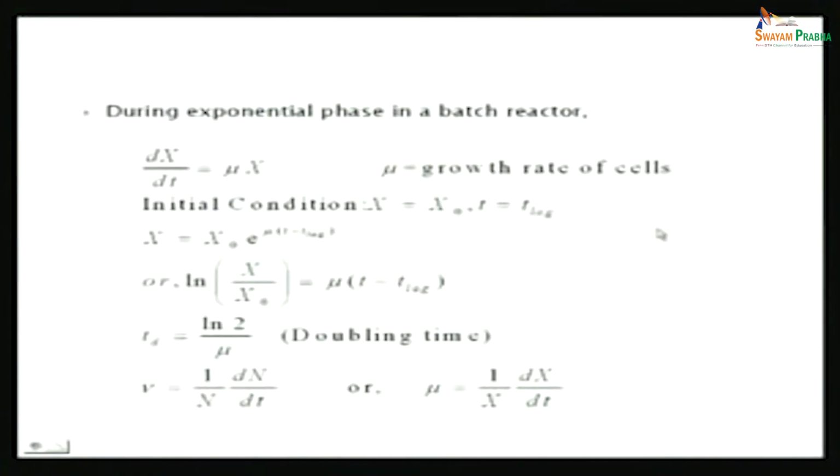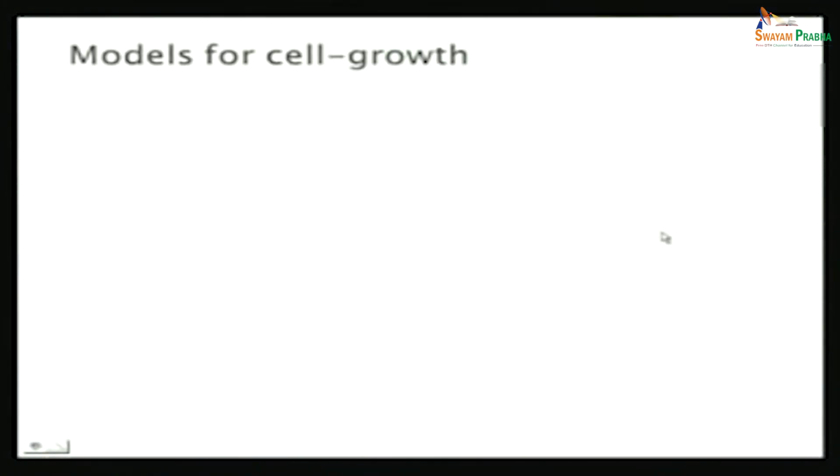Okay. So we are at the exponential phase. Now what we look at is how to evaluate this mu. Is this mu a constant? No, it is not a constant. Is it something like a first order reaction rate constant? No, I'm afraid it's not. Then what does it depend on? Because it depends on a number of factors. So what does it depend upon, and how do we obtain a model for this?